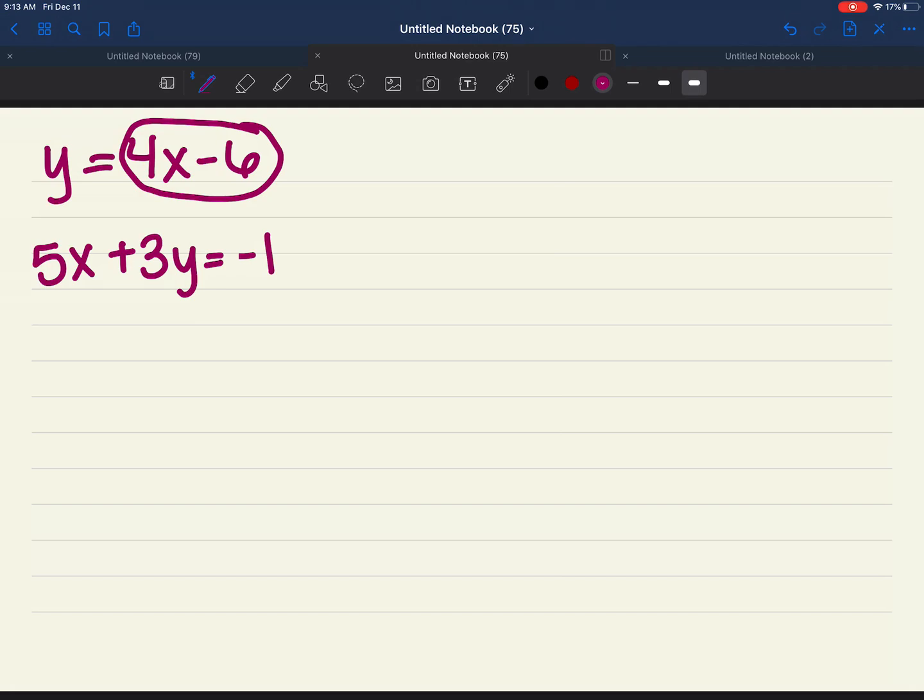Listen, here's where people get confused. Up until this point, you've only ever seen y equals 5, and you've plugged in 5 for y. It's the same idea. If y is equal to 4x minus 6, you're going to plug 4x minus 6 in for y. Okay, so we're going to get 5x plus 3 times what? What am I substituting for y? 4x minus 6.